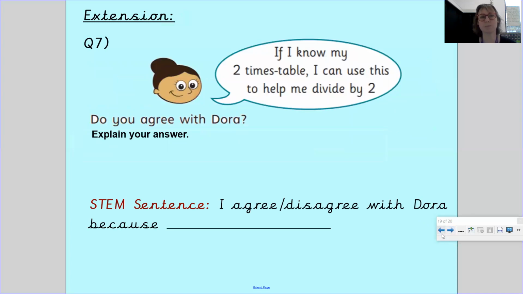Okay, extension. If I know my 2 times table, I can use this to help me divide by 2. And do you agree with Dora? And of course you agree with Dora, because I have spent the whole lesson showing you how to use counting in twos to help you do your division. So the answer has got to be yes, because otherwise Mrs. Gabella has been telling us rubbish all lesson. So absolutely you agree with Dora. So explain. I agree, and I'm going to rub out the disagree because I've told you you agree with Dora. Because why? Why does knowing your 2 times table help you divide by 2? What have I been telling you to do to find the answers?